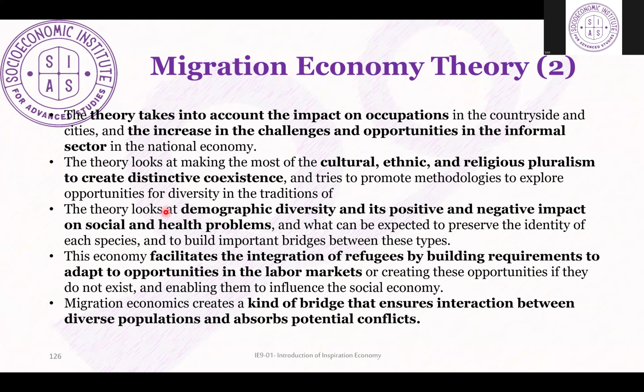the migration economy theory, facilitates the integration of refugees by building requirements to adapt to opportunities in the labor market and creating these opportunities so that they will accept the social economy within the system. The migration economics also creates a kind of bridge that ensures interaction between diverse populations and absorbs potential conflicts.